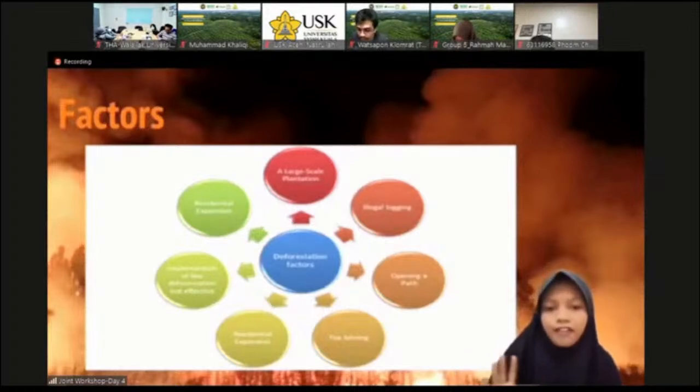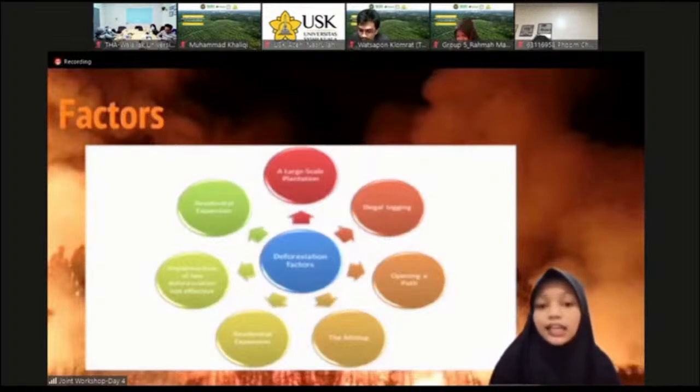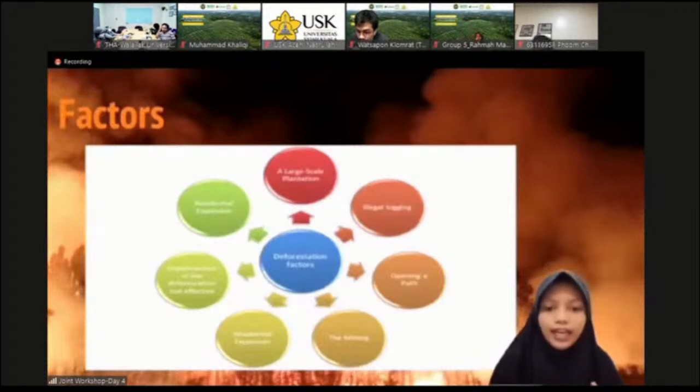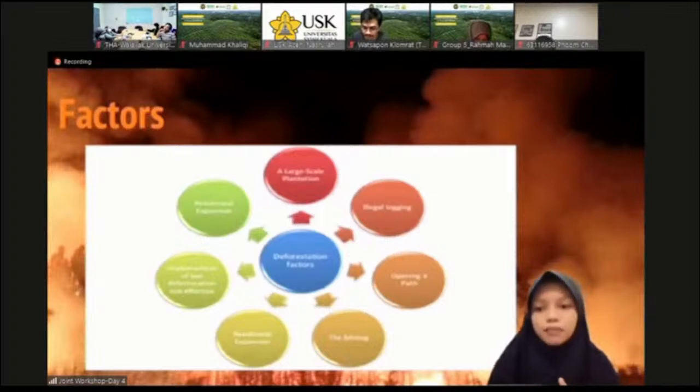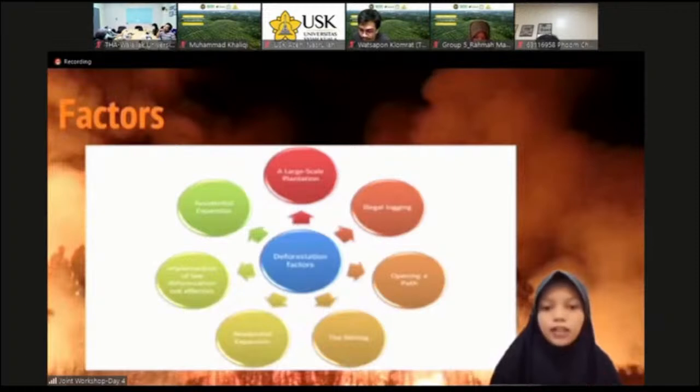The fourth factor is opening a road. Road construction is generally carried out to support industrial processes such as plantations and wood processing. In addition, the opening of roads is also carried out to connect villages and cities. Even if the construction is for a positive purpose, the area traversed will suffer permanent damage.